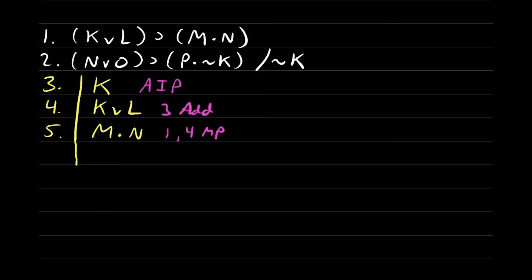The next thing I see is that, if I could get n on its own line, I could get the antecedent to the conditional in line 2. I could get n or o by addition. So let's do commutativity on line 5 so I can simplify and get n on its own line. So n and m. Line 5 by commutativity.